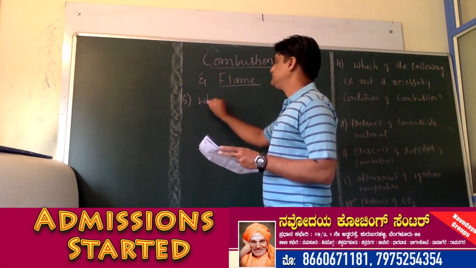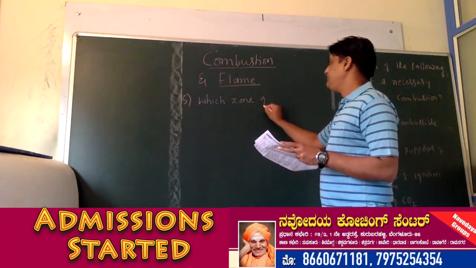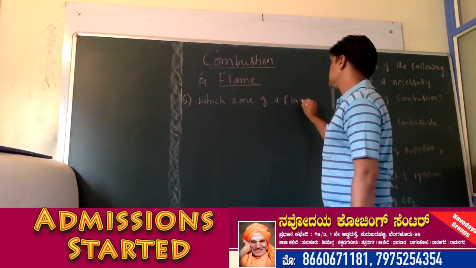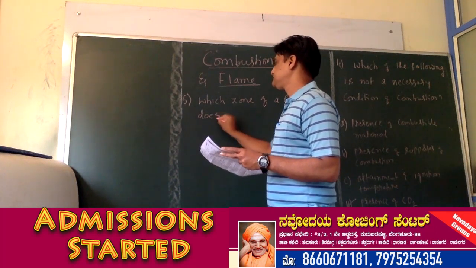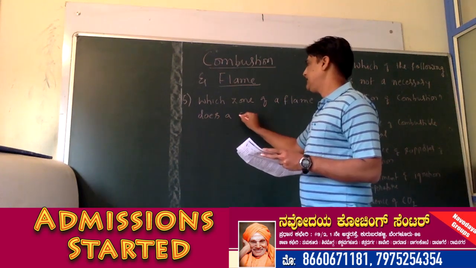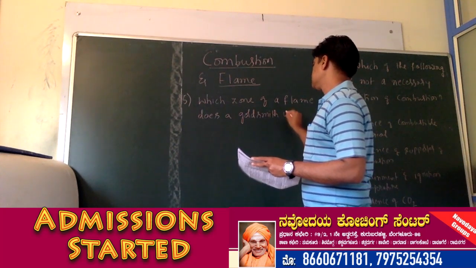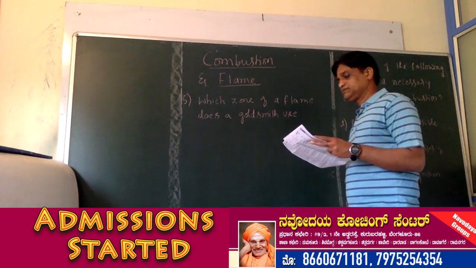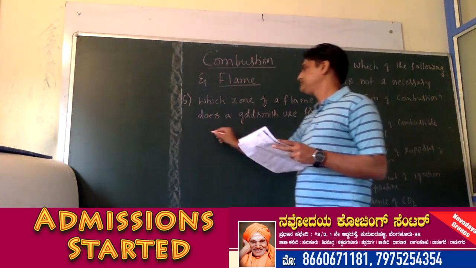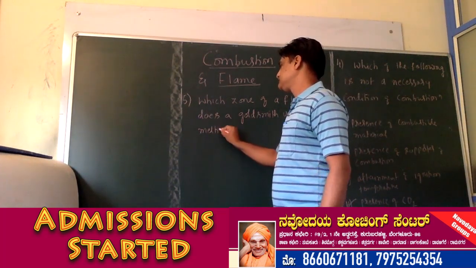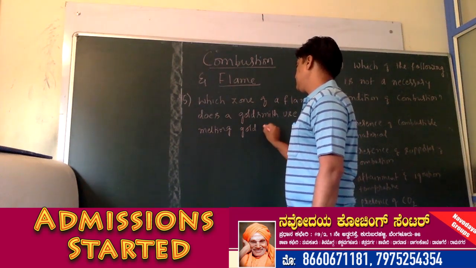Which zone of a flame does a goldsmith use for melting gold and silver?